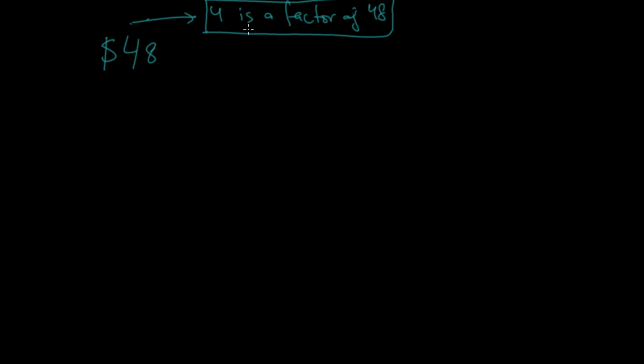So now the information that it gives us is, let me give you a practical example. Let's say you have $48 for some reason. I don't know why you have $48. Now, let's also say that 4 is a factor of 48. So 4 is actually a factor of 48. I just wrote this down to reiterate the fact that 4 is a factor of 48.